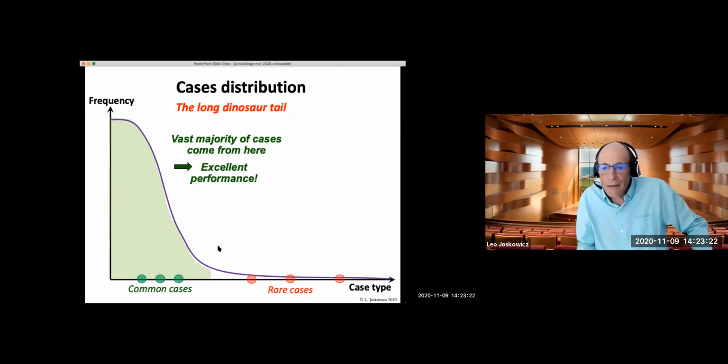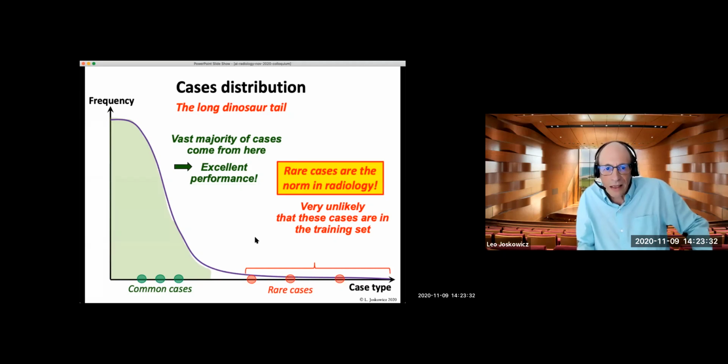However, what happens with the rare cases? We can see that they're quite far from these common cases, and it's very unlikely that you can gather these cases in your training set. However, this is the norm. You cannot just simply say, sorry, I have not seen this case, there's nothing I can do about it. So you have to incorporate in your scheme some method to bring in and identify these rare cases and do something about it.